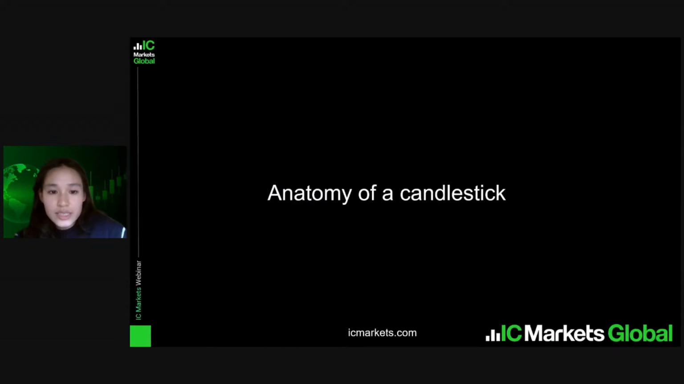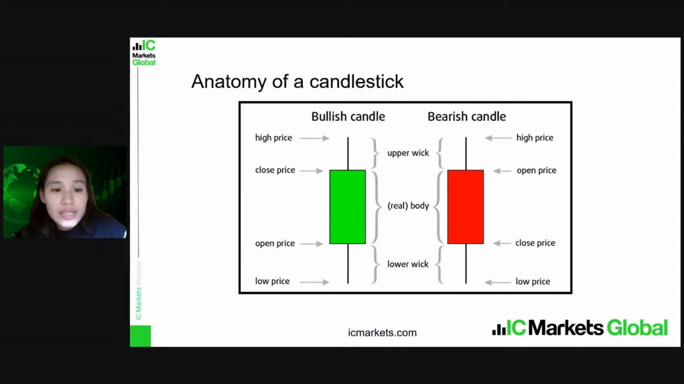Okay, so let's get started. We're going to start off with looking at the anatomy of a candlestick. If you take a look at our bullish candle, the top of the wick represents the high price, followed by the close price at the top of the body of the candlestick. The bottom of the body represents the open price, and the bottom of the candle wick represents the low price.